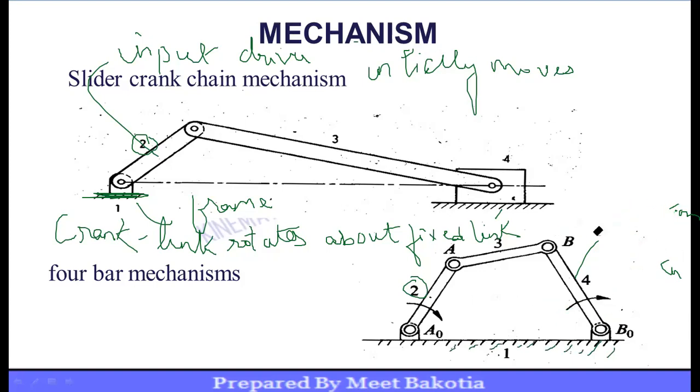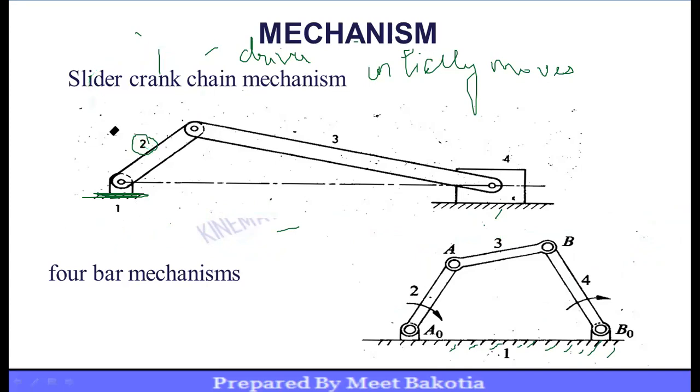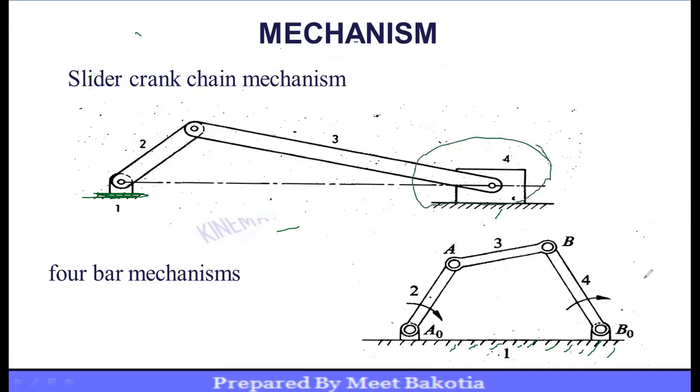Next in this category is the output link or follower, right? So the link from which required motion or forces are obtained is going to be my output link. In the single slider crank chain, the output link is going to be the slider. But in the 4-bar mechanism, the output link is going to be the rocker or lever. So the slider we have not defined.